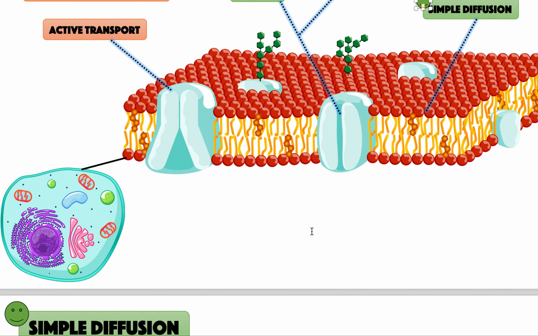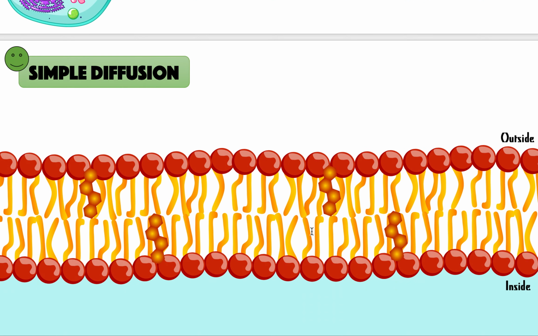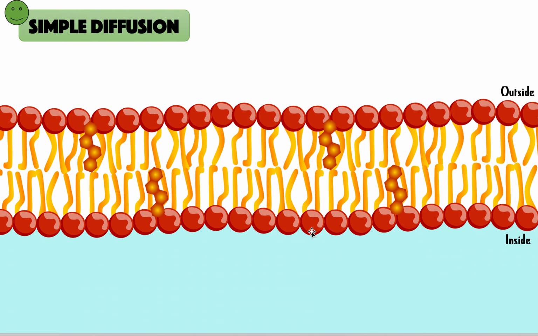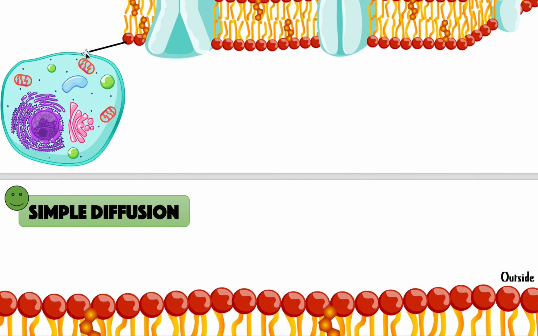So I guess why I'm starting with simple diffusion is because it's one of the simplest ones. So it's always best to start with what makes the most sense, and then the other ones can be built on that. So notice what we did here. I basically zoomed in to this membrane here. So we have the outside on the top, the outside of the cell here, and then we have the inside of the cell here, right?